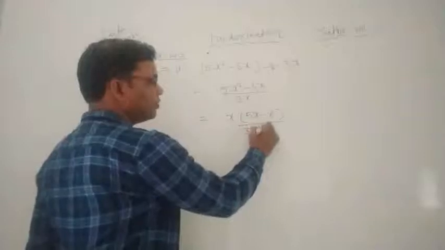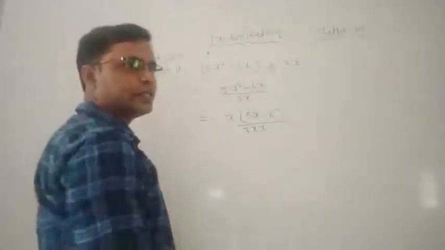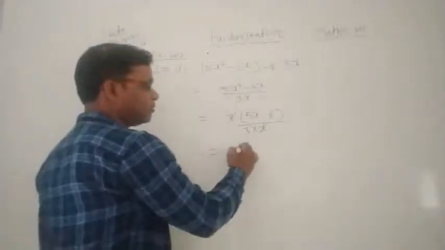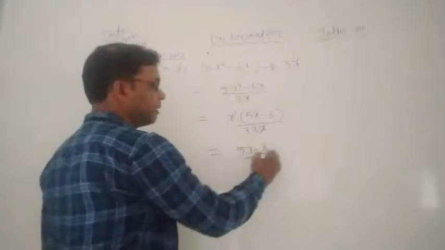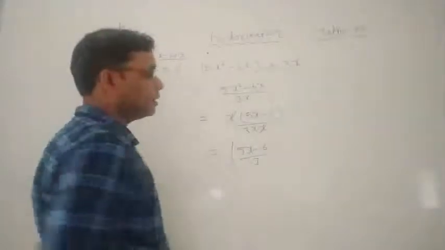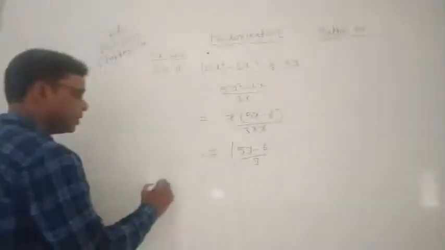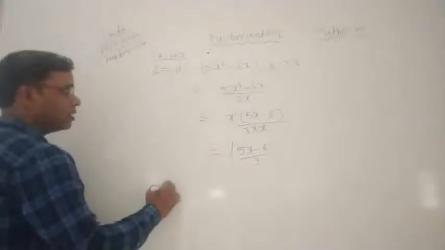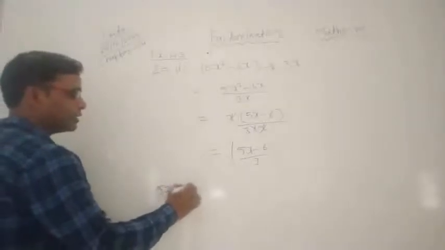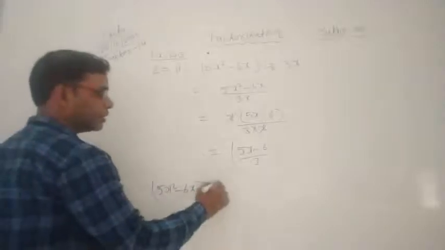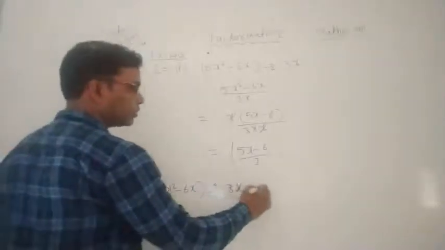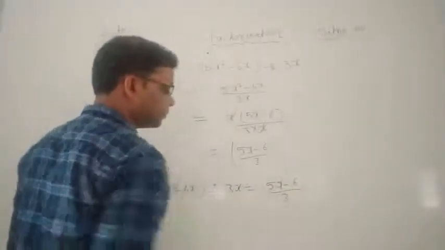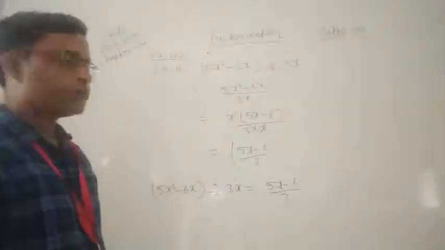So x into 5x minus 6 divided by 3x. The denominator is 3 into x. Clear? So you can cancel x by x. Then the quotient is 5x minus 6 by 3. This is our required result. If you divide the given polynomial 5x square minus 6x by 3x, this is equal to 5x minus 6 by 3. I hope all of you understood these questions.